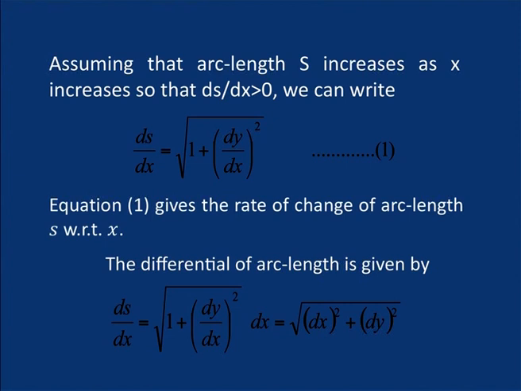Assuming that arc length s increases as x increases so that ds upon dx is positive, we can write ds upon dx is equal to root of 1 plus (dy by dx) whole square. Equation 1 gives the rate of change of arc length with respect to x. The differential of arc length is given by ds upon dx is equal to root of 1 plus (dy by dx) whole square. Therefore, ds is equal to under root dx square plus dy square.